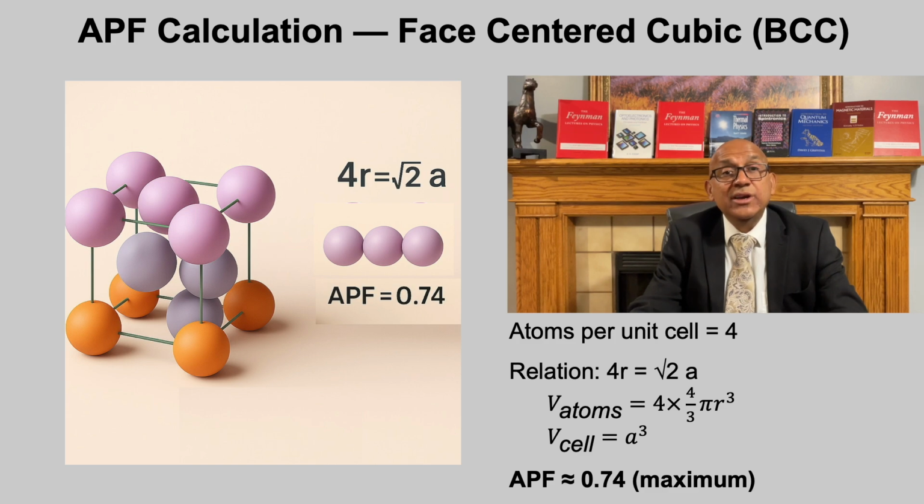Now the occupied volume is 4 atoms multiplied by 4/3 pi times radius cubed. Substituting radius equals square root of 2 divided by 4 times a, we simplify to get occupied volume equal to pi times square root of 2 divided by 6 times a cubed. The unit cell volume is a cubed. Dividing gives an atomic packing fraction equal to pi divided by 3 times square root of 2, which is about 0.74. This is the maximum possible packing fraction for equal spheres, and it is the same as in hexagonal close packing.